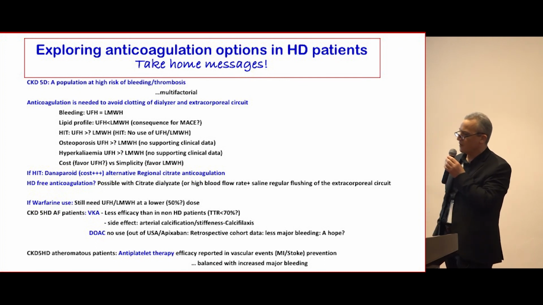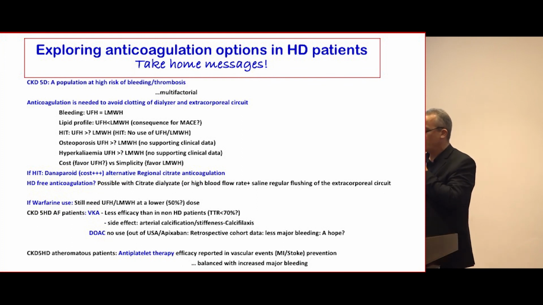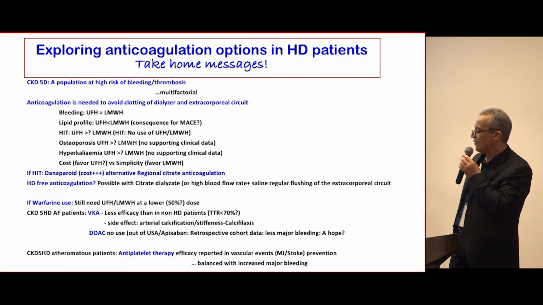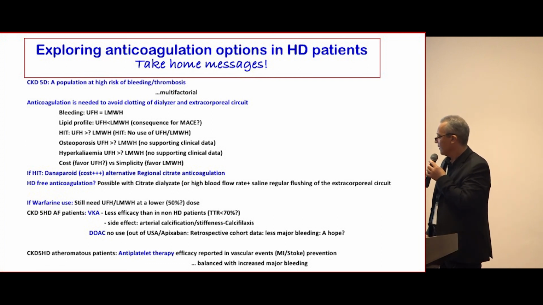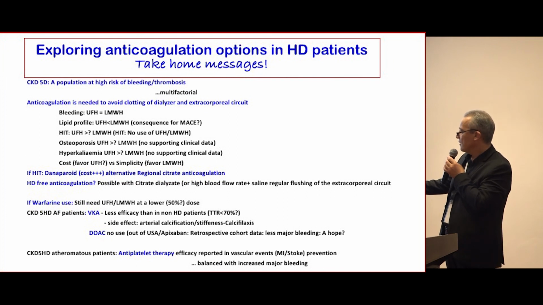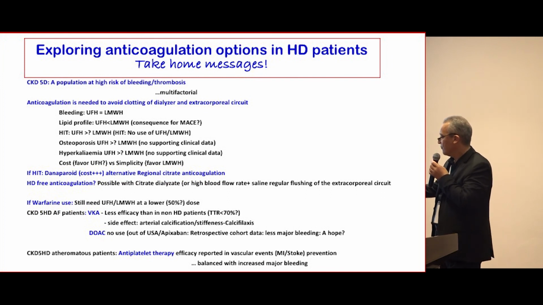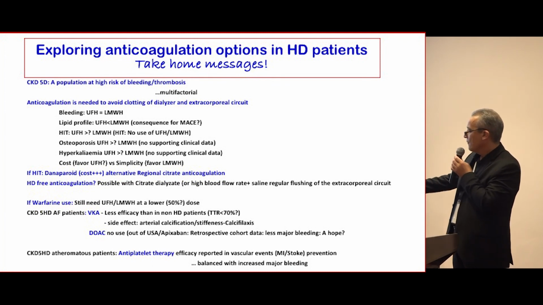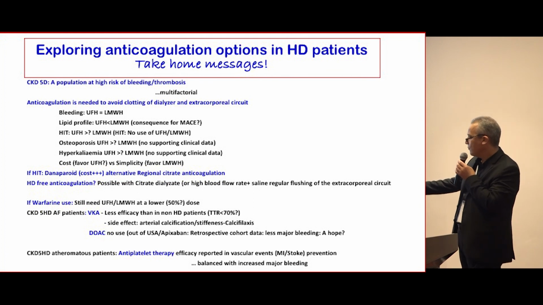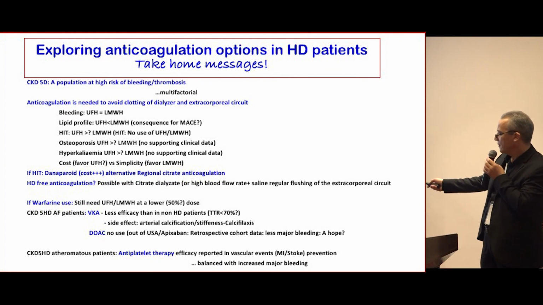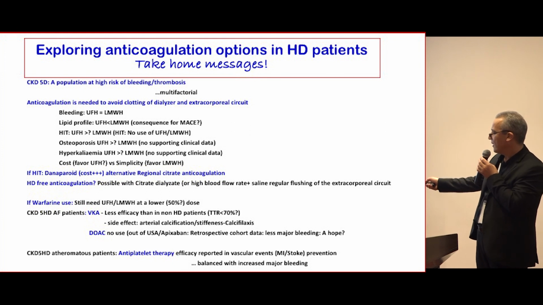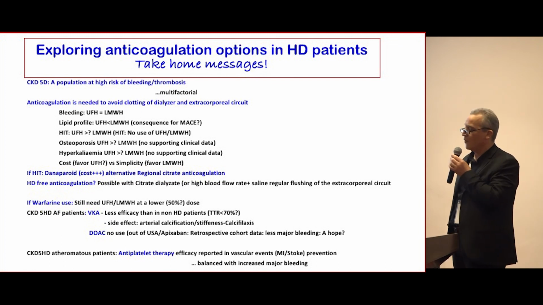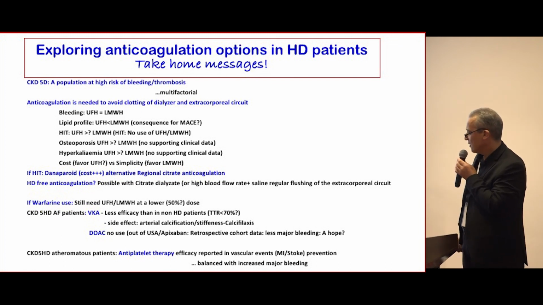Maybe for cost, this is a possible point of choice between the two, and for simplicity, which is usually in favor of low molecular weight heparin. If we have HIT, we use danaparoid especially, but the cost is very important. The alternative is regional citrate anticoagulation. Heparin-free dialysis is possible with citrate dialysate, but we have to use a high blood flow rate, and maybe we can use regular saline flushing of the extracorporeal circuit if we can't use citrate dialysate.